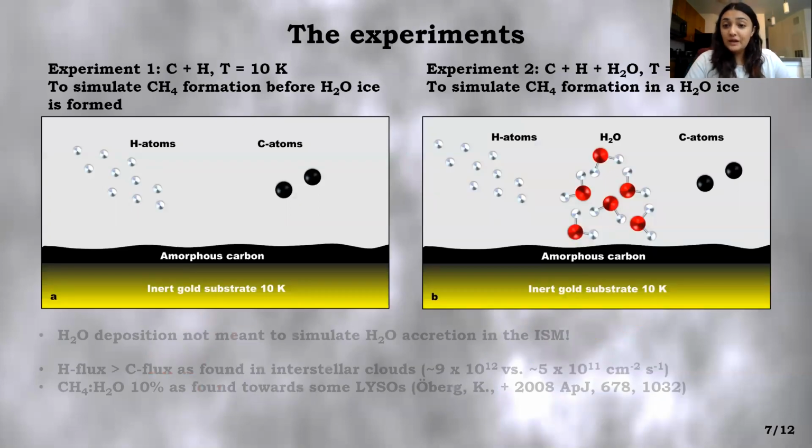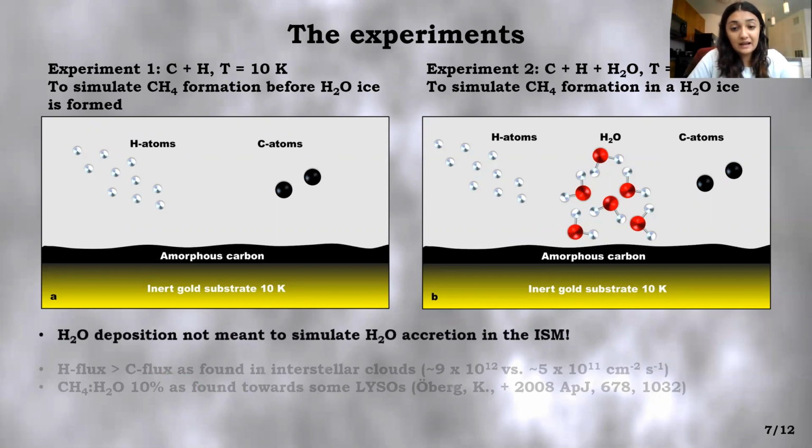All right, so two different types of experiments were performed, one without water and one with water. Since methane is observationally constrained to be formed also when water ice is formed, there may have been a short period when methane was formed just before water ice. So we wanted to see if that was experimentally possible. And then of course we wanted to see if methane could be formed in a water-rich ice as it should be in space.